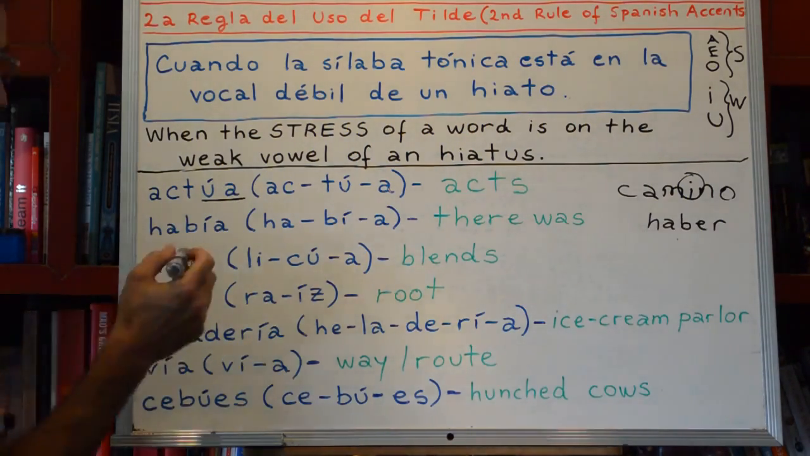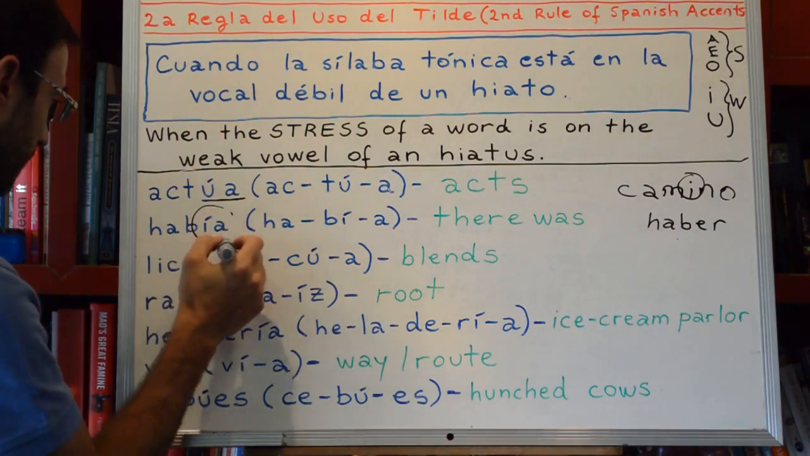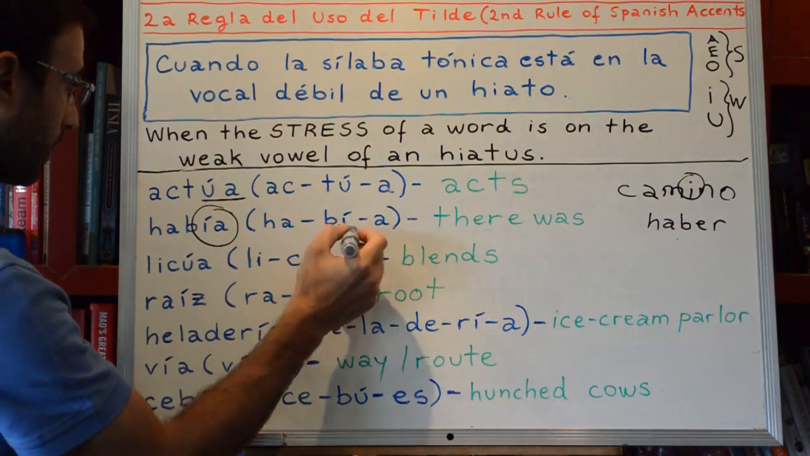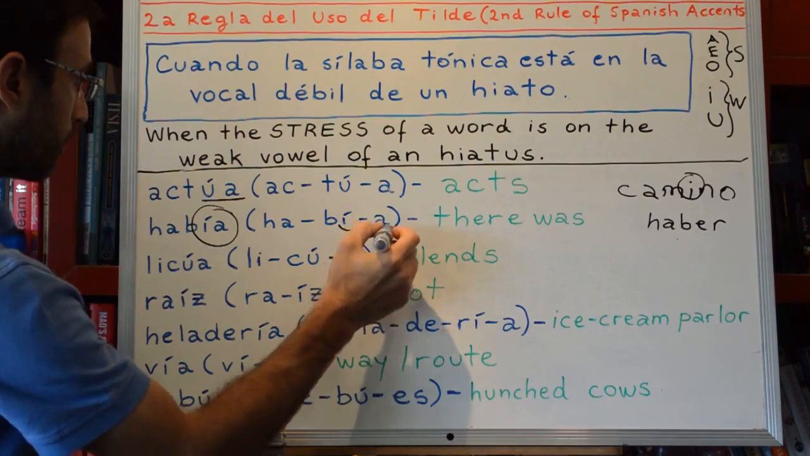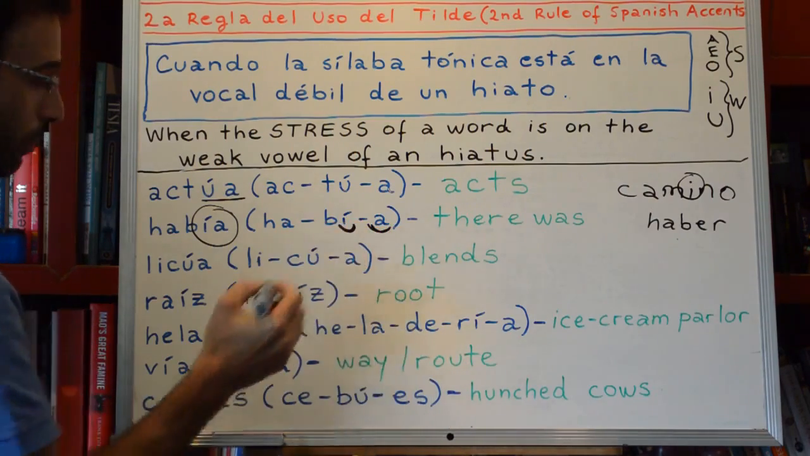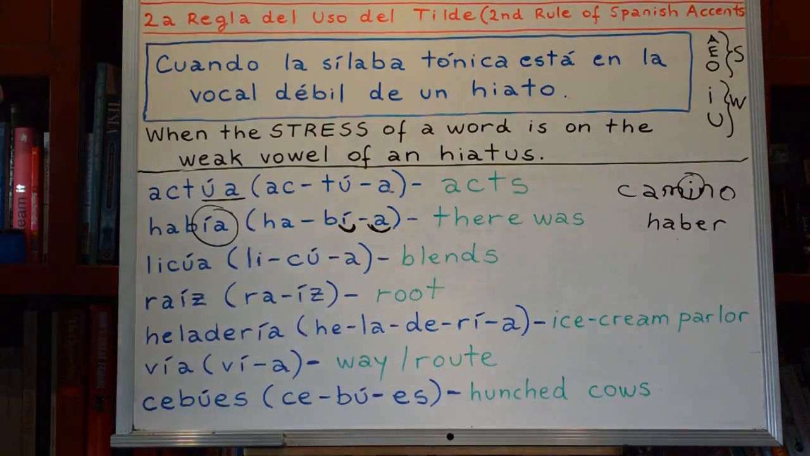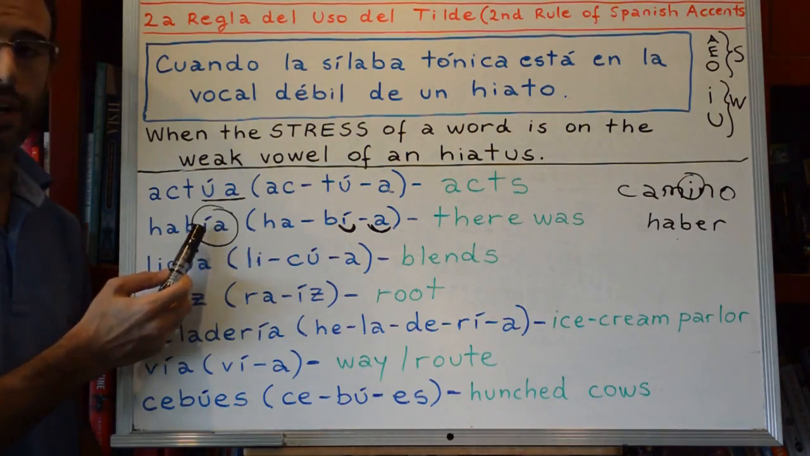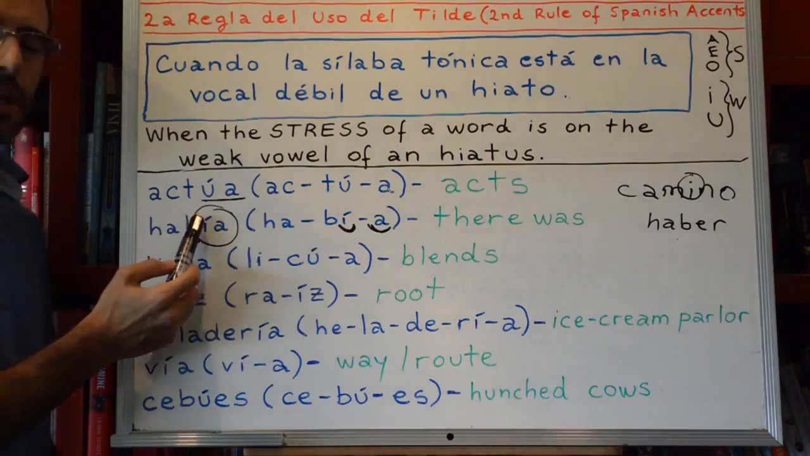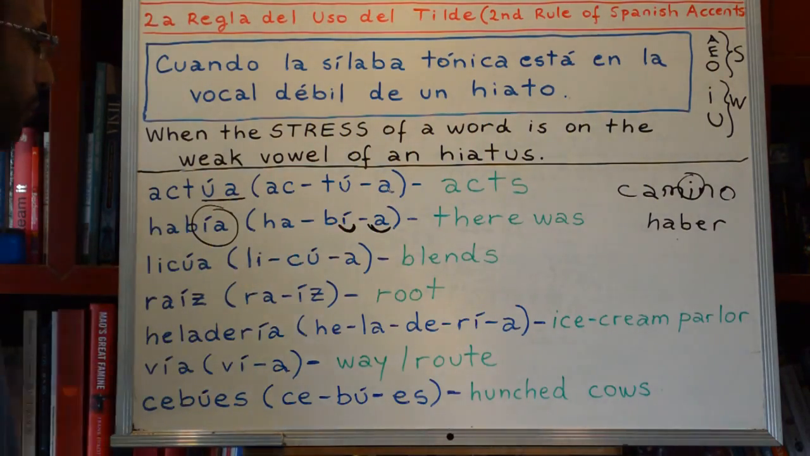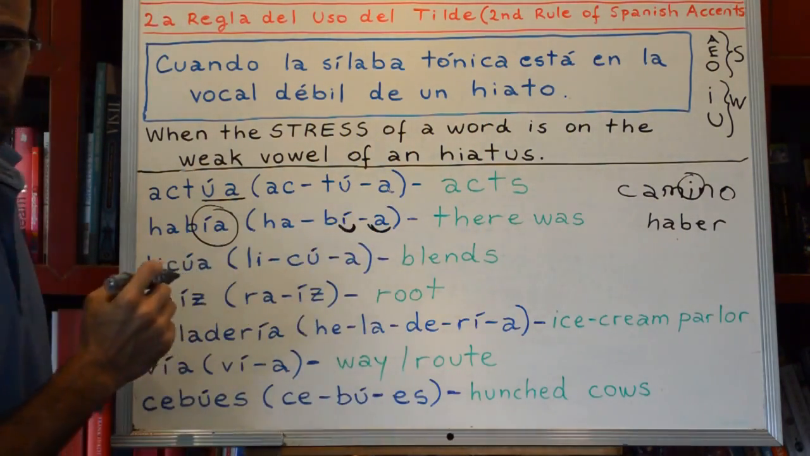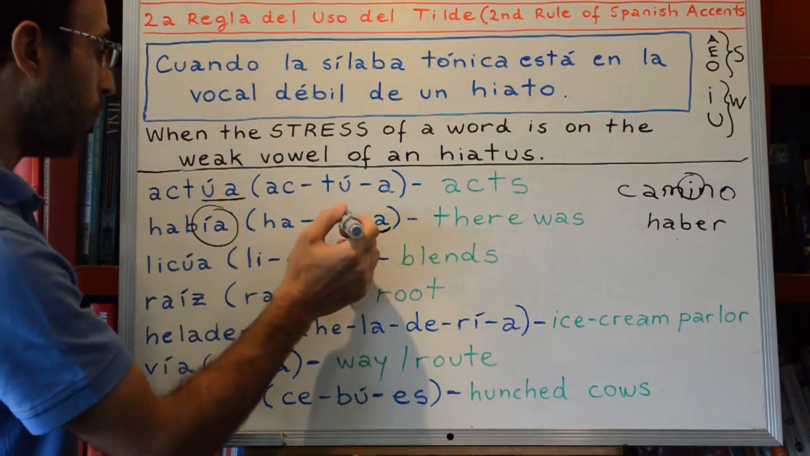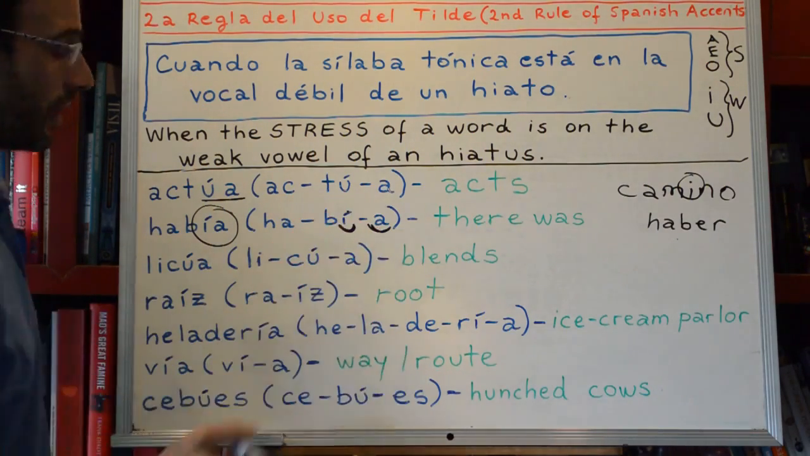Here is the hiatus, okay? The hiatus is separated into 2 different syllables. Again, había, the stress is on letter I. Había. Therefore, since I is a weak vowel, it carries a tilde, right?